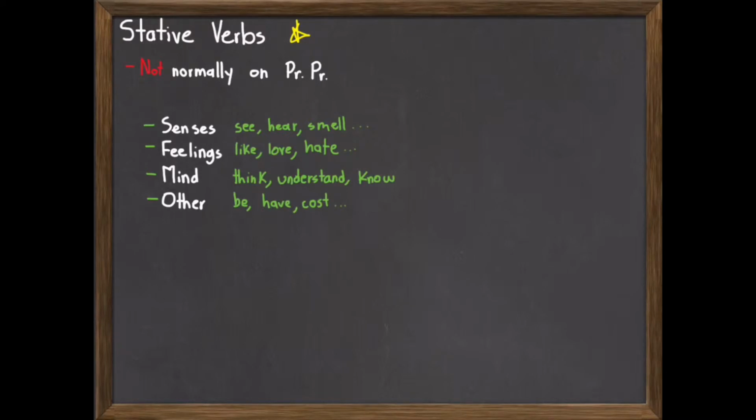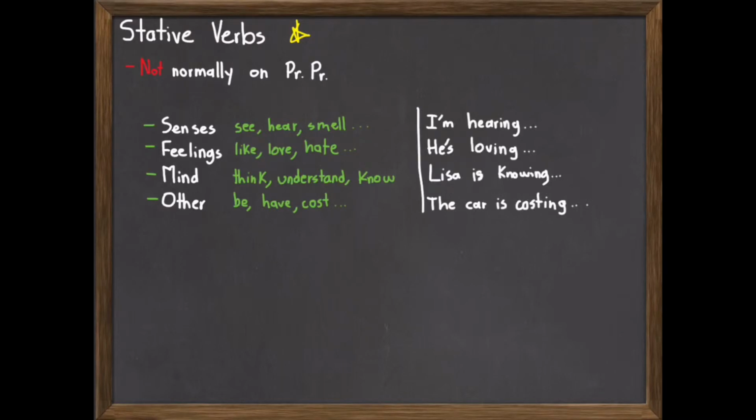Now, what's the importance of these stative verbs? Well, we don't use them normally with present progressive because they would mean something else or they would not make sense. For example, when we're saying a sentence and we're talking about temporary states or actions that are happening at the moment of speaking, we don't say, for example, I'm hearing a bird. We would say, I can hear a bird or I hear a bird, but not I'm hearing. He's loving his mother.